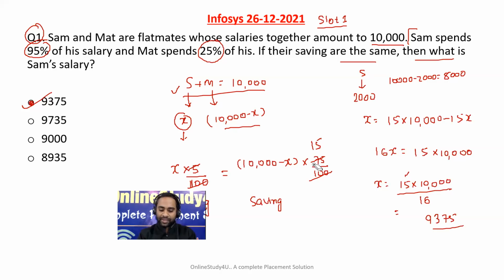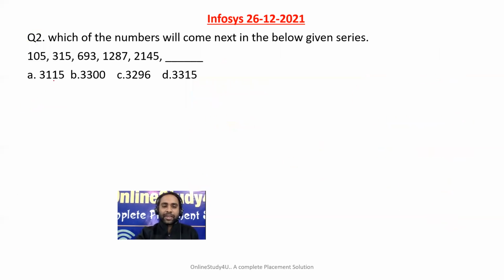So where is the calculator in my mobile? Here is the calculator. Now 15 and how many zeros? 4 zeros, divided by 16. So it will become 9,375. Option A will be the correct answer for this particular question. I hope this will be clear to you.